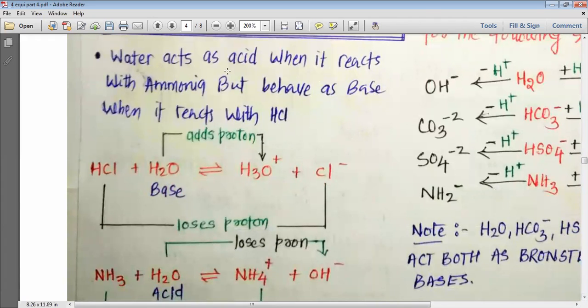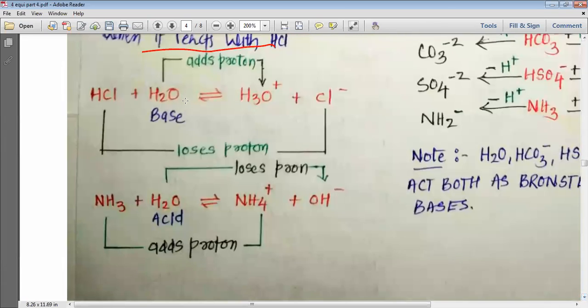Water acts as an acid when it reacts with ammonia, but behaves as a base when it reacts with HCl. Water acts as a base when it reacts with HCl, and it adds a proton to itself and makes H3O+. That is why water here accepts a proton and that is why it is a base. But the same water, when it reacts with ammonia, gives a proton and turns out to be OH−, and that is why here, as compared to ammonia, water is acidic, but as compared to HCl, water is basic.